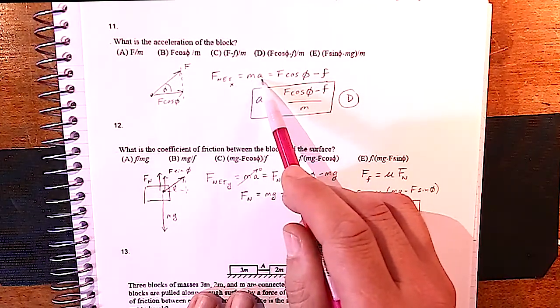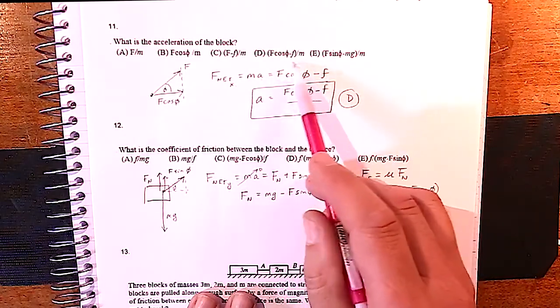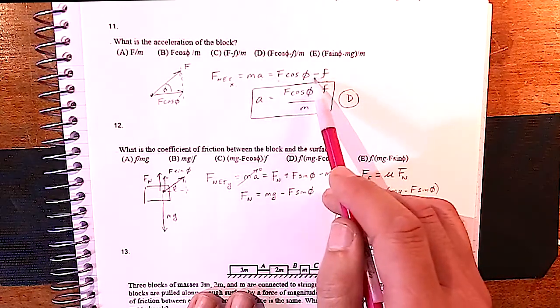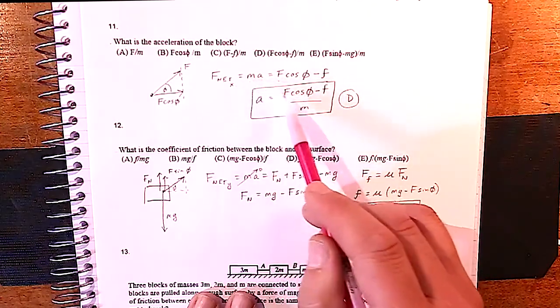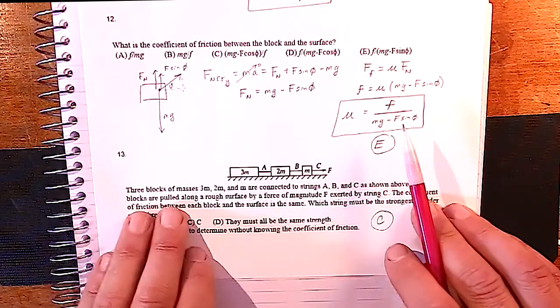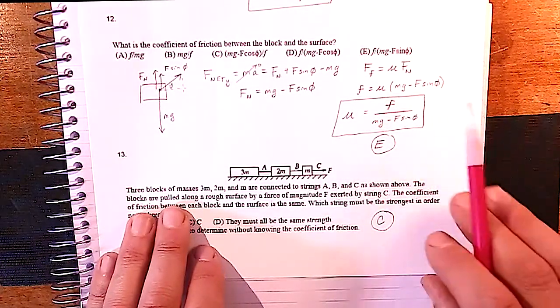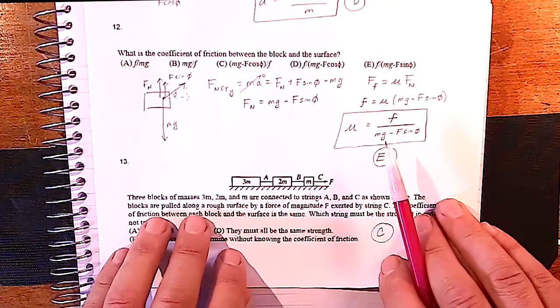So that's going to be ma equals, this is our force of pull to the right, minus the frictional force, and then all we have to do to solve for acceleration is divide through by m. The next question is a little bit more tricky. It says, what's the coefficient of friction between the block and the surface?